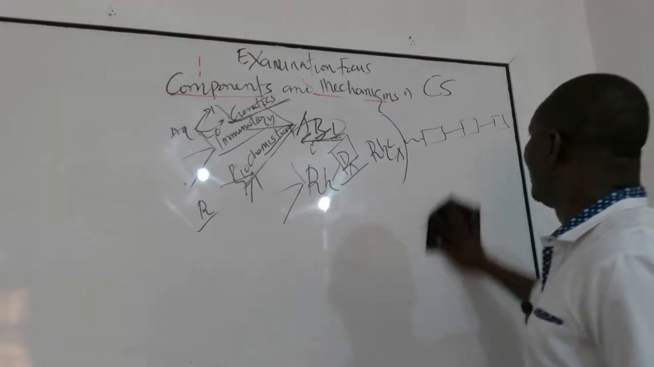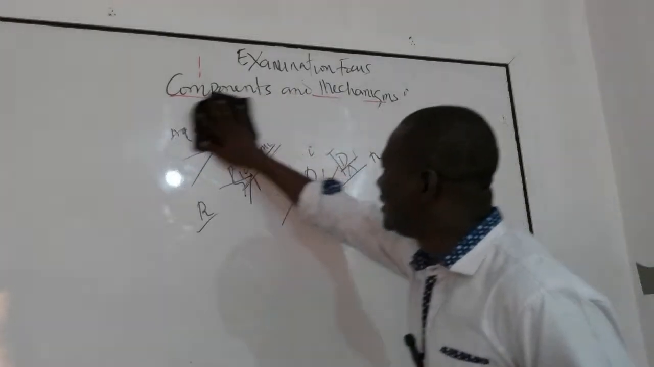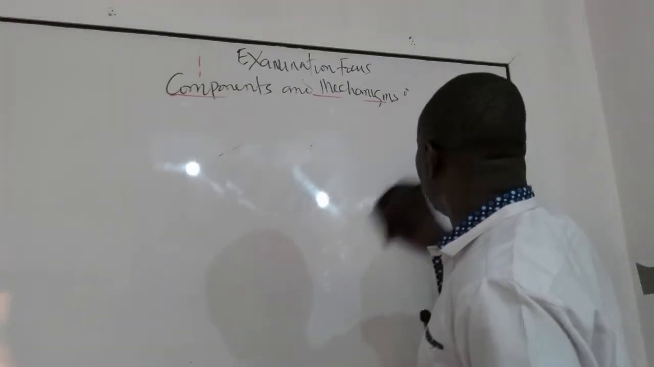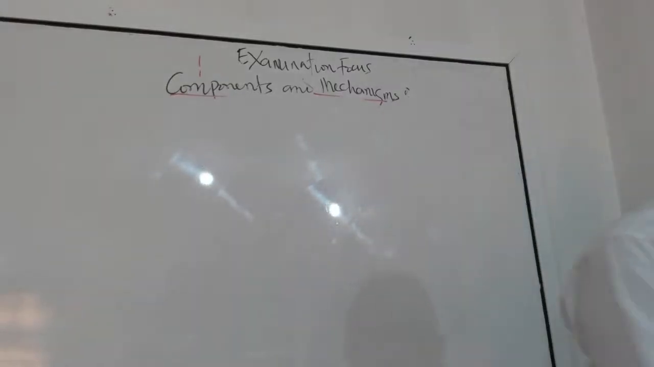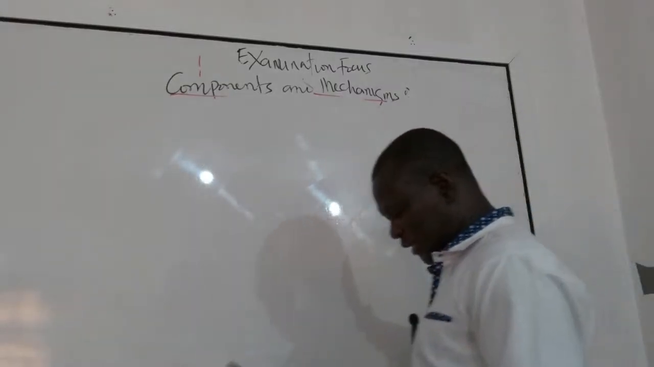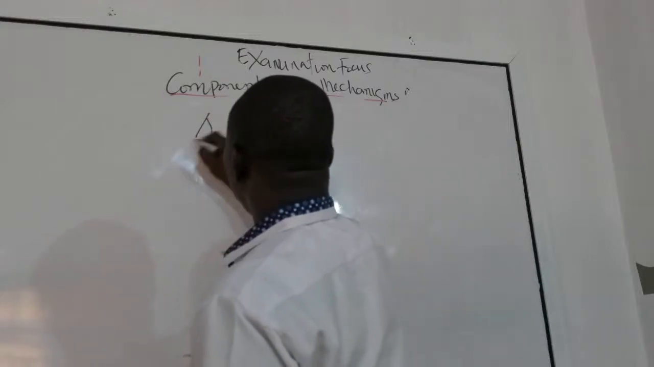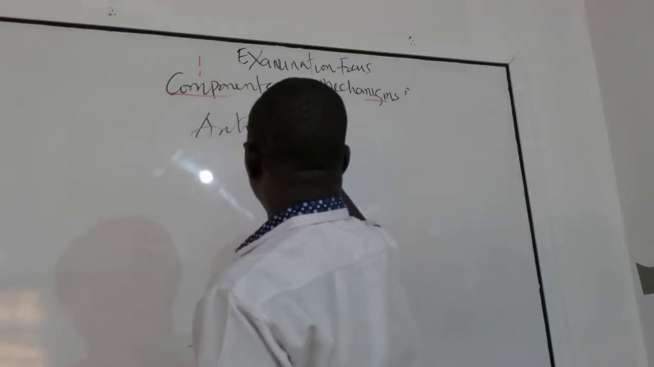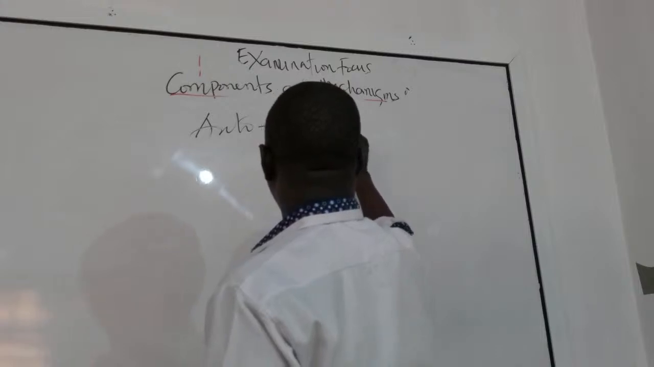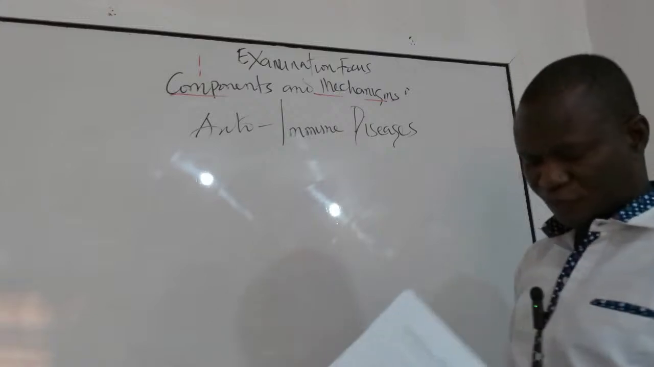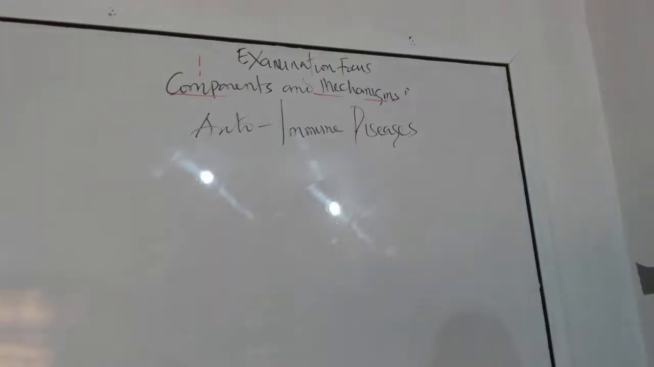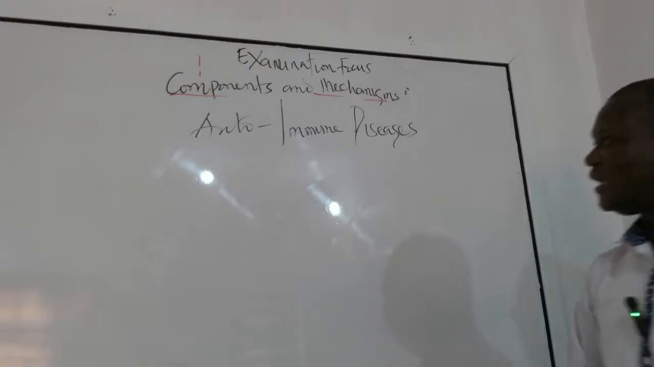So let's quickly go to what is expected in section 3, and that is what is going to be on autoimmune diseases. Okay, so the word auto means self. Auto means what? Self.